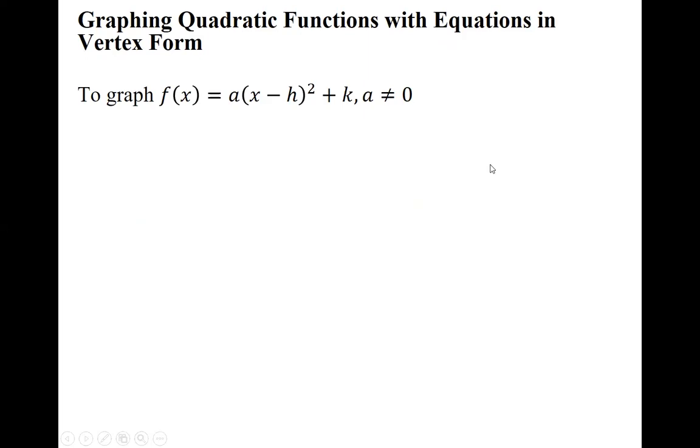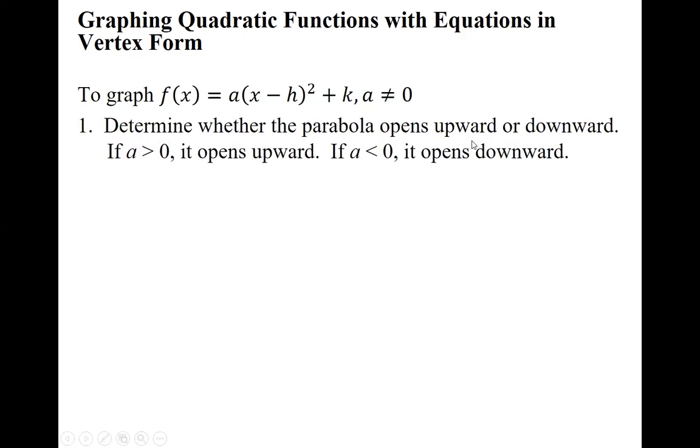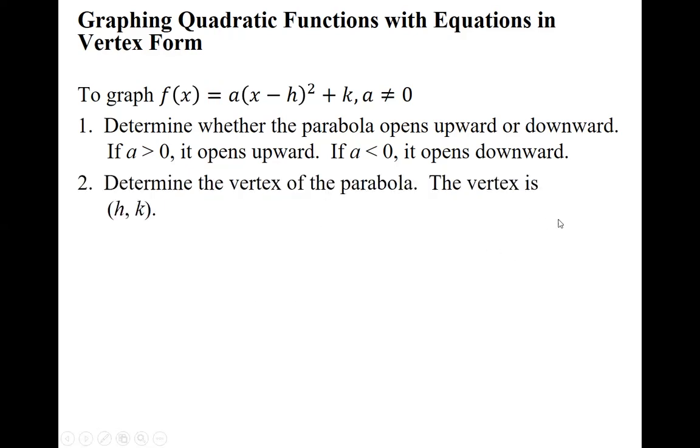So to graph something in the form a times (x minus h) squared plus k, where a isn't 0, first we would determine whether the parabola opens up or down. If a is positive, it opens up. If a is negative, it opens down. Then we determine the vertex of the parabola. The vertex will be (h, k), what's subtracted from x and what's added after the square.